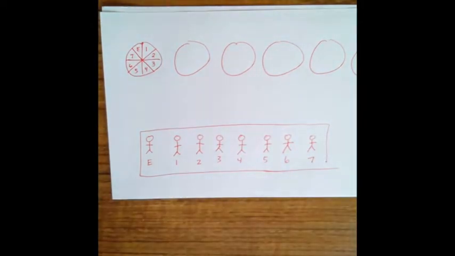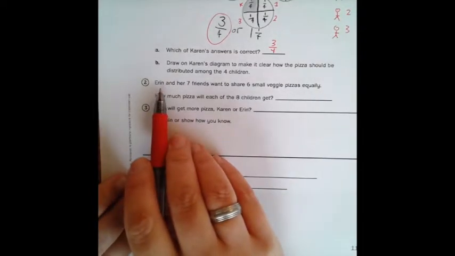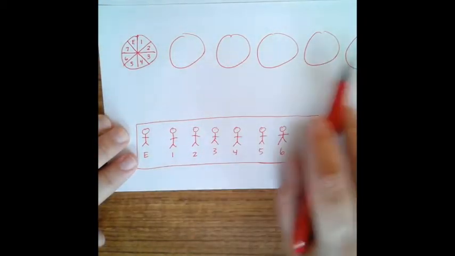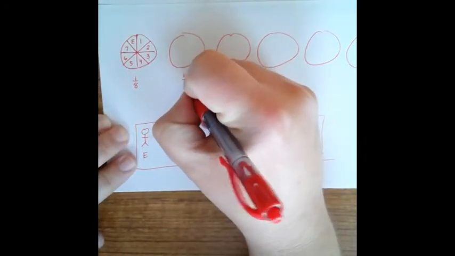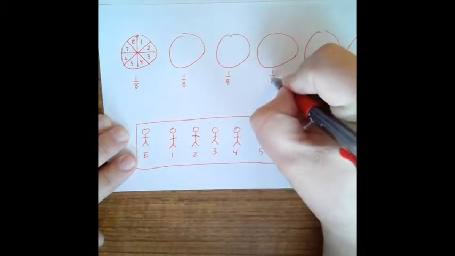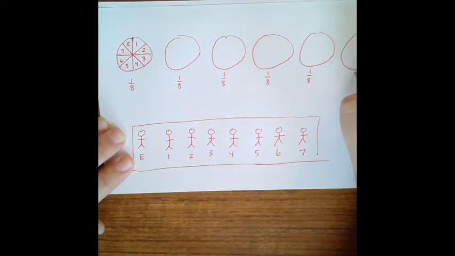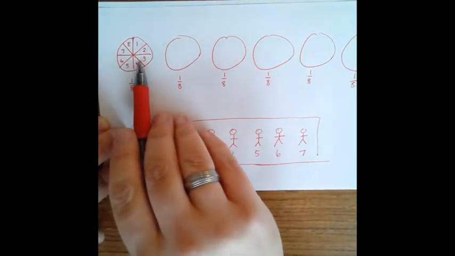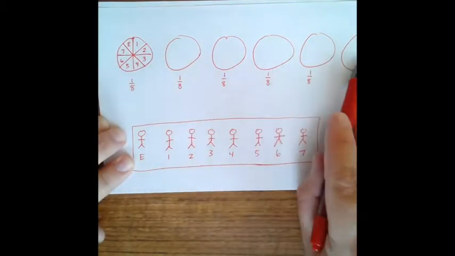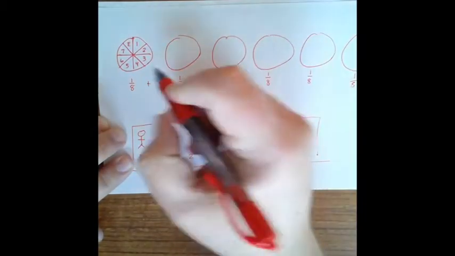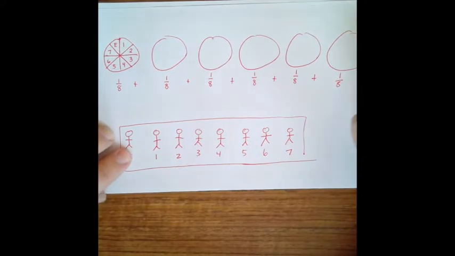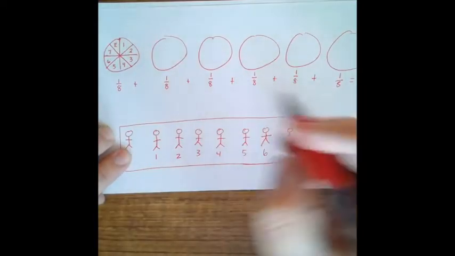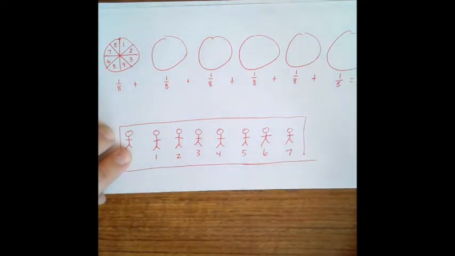So our question, if we look back, is asking, how much pizza will each of the eight children get? If we were to take each pizza and cut it the same way, into eighths, each friend would get 1/8 of a pizza. I'm not going to slice these just to save us some time. But I know that each friend is going to get 1/8 from this pizza, 1/8 from here, 1/8, 1/8, 1/8, 1/8. So if I add all those eighths up with six pizzas, 1, 2, 3, 4, 5, 6, we have 6/8. So each person at Erin's house will get 6/8 of a pizza.